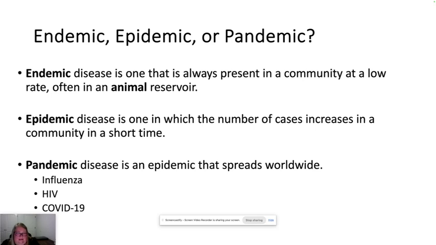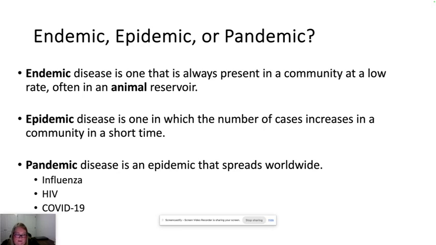So an endemic disease is a disease that is always present in a community at a low rate. Usually endemic disease is found in an animal reservoir. This could be as simple as the flu virus during the summer. An epidemic disease is one in which the number of cases increases in a community in a very short time. So if we had a flu epidemic, that means that the number of cases of the flu is going to become exponentially more than they normally are.